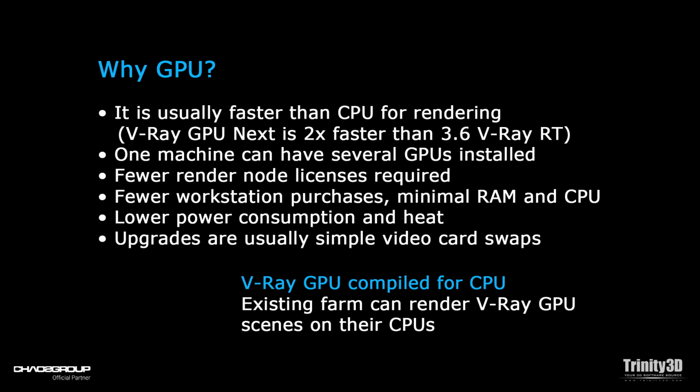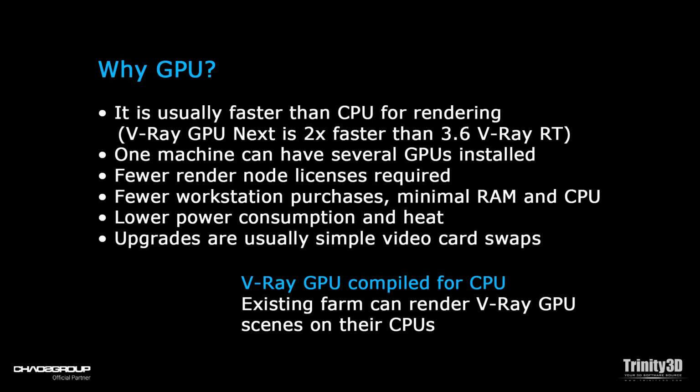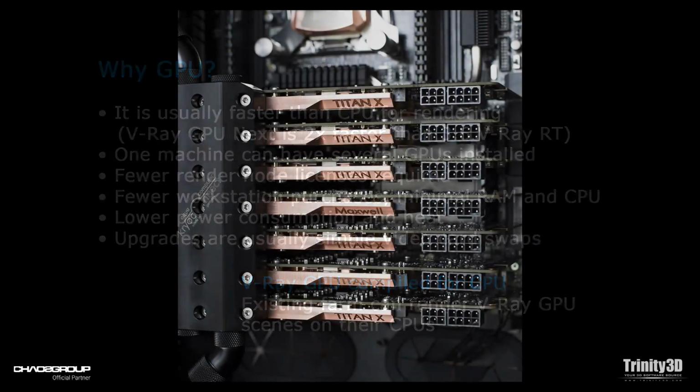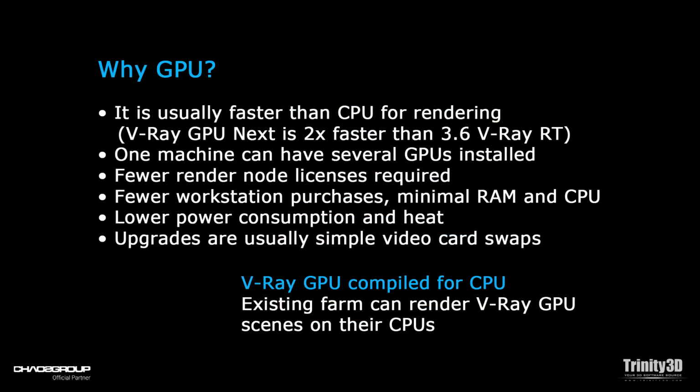So why would you choose to render with GPU? Well, the main thing is it's usually faster and it's usually cheaper. The software is much faster running on video cards for most scenes. For the hardware, you can have a single workstation, and I've seen as many as 11 rendering cards in it. And that means fewer machines, fewer render node licenses. The fewer machines don't need really much in the way of RAM or high-powered CPUs. They make less heat, and they use less power. And when you need to upgrade, you just change out the video card.